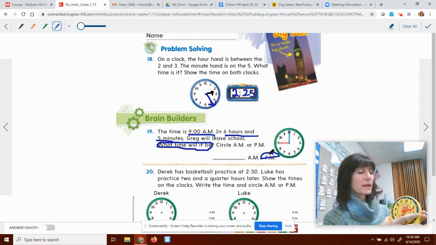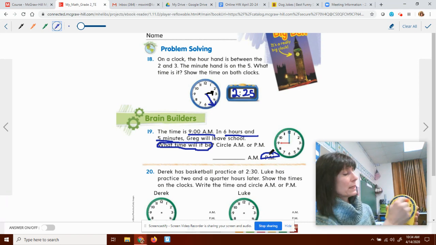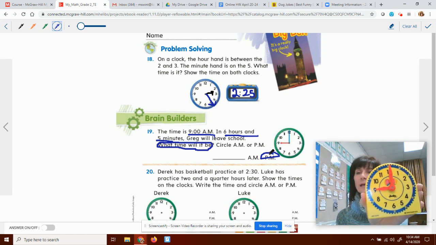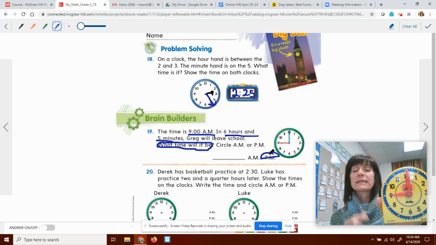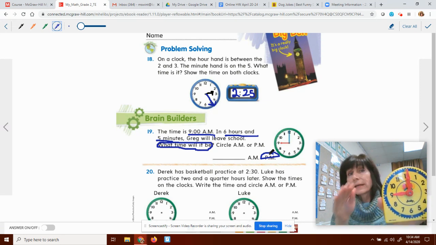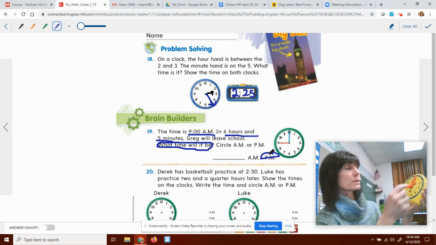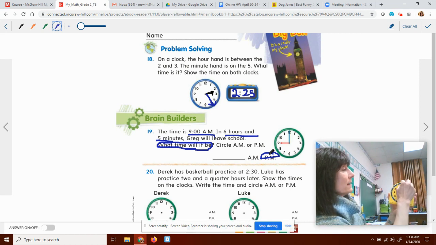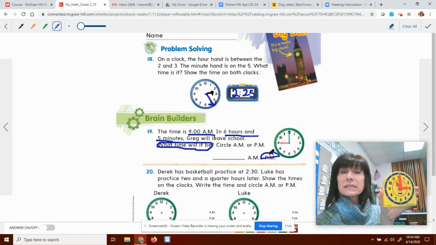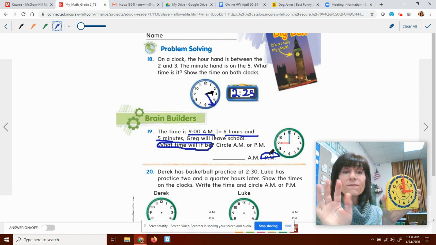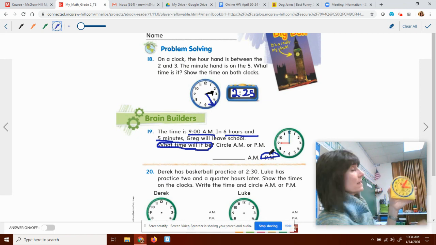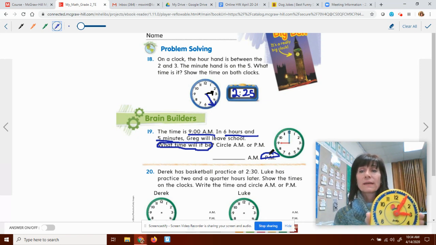But now I have to find out, first of all, what I know. It's 9 a.m. I'm going to take my clock and I've got it set for 9 a.m. Then it says in 6 hours. So let's rotate the clock 6 hours. 1, 2, 3, 4, 5, 6. But it's not only 6 hours. It's 6 hours, 5 minutes. What time will it be?